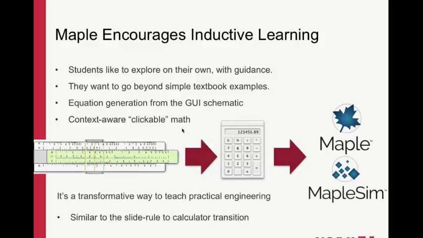And what we're seeing really is that there's a transformational process going on in the engineering education system now. It's similar to that transition many years ago between slide rules and calculators. What we're seeing is that we can go beyond what a simple handheld calculator or a simple computer calculator can do, and we can explore in a much broader and deeper way than we ever could before. And this is really encouraging from a university education perspective.